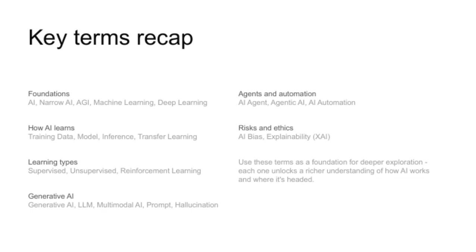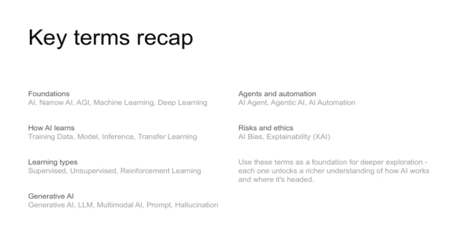Moving on to risks and ethics, this is a crucial area. AI bias is a significant concern because algorithms can inadvertently reinforce existing prejudices if not carefully managed. Explainability, or XAI, is about making AI decisions transparent and understandable so that users can trust and verify how outcomes are derived. These terms, agents, automation, bias, explainability, are fundamental. They open the door to a deeper understanding of how AI functions and where it's heading in the future.